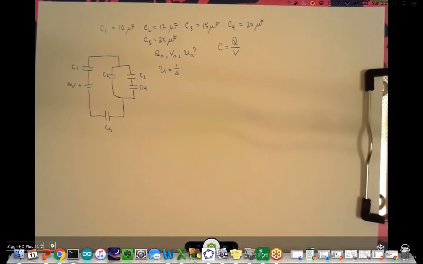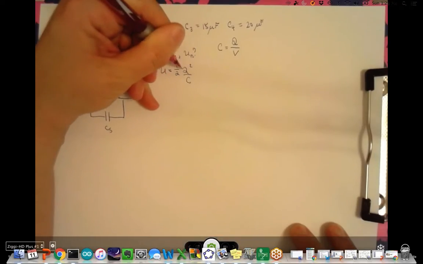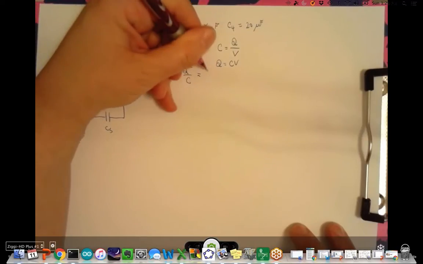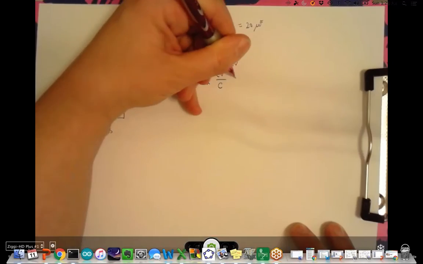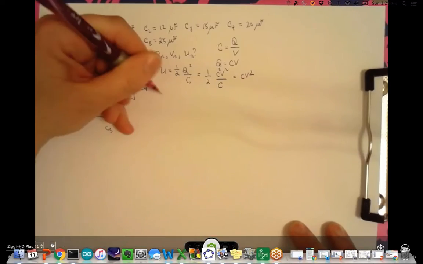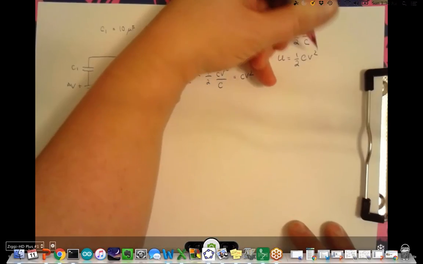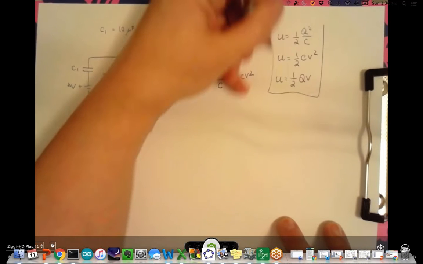Okay, Annalise is doing it. All right, Q squared over C, so that would be one of them. And Q is equal to CV. So we also have 1/2 CV squared. So our energy equations are 1/2 Q squared over C, or 1/2 CV squared, or 1/2 QV. Okay, great. We'll stick with these.